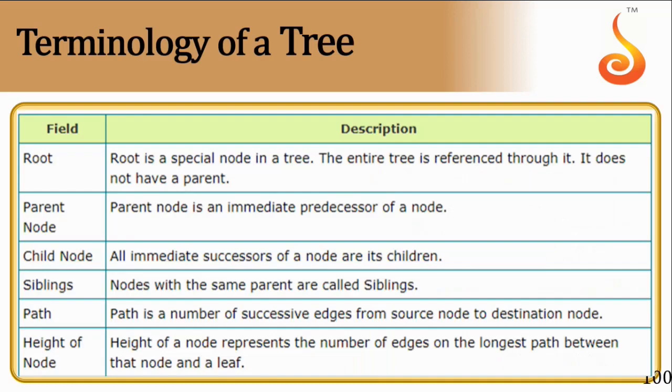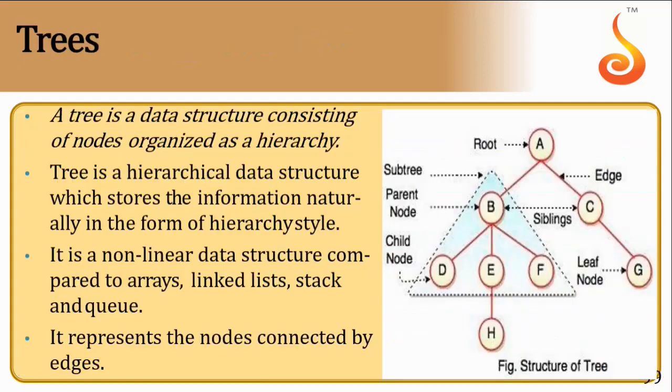Path. So what is a path? A path is an ordered list of nodes that are connected by edges. A path is a number of successive edges from a node to a destination. If I say that is a path, then what is an edge? You should know what an edge is. What does the edge do? It connects two nodes to show that there is a relationship between them.